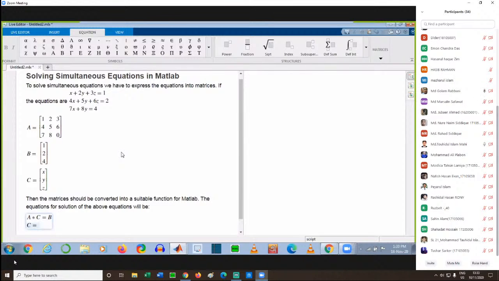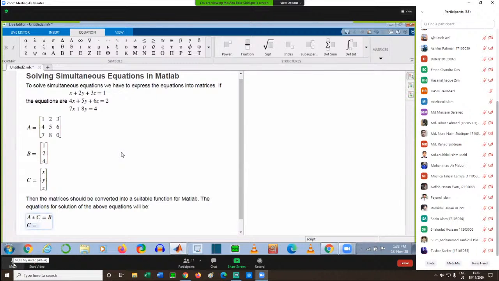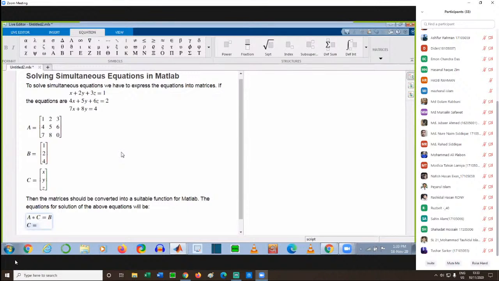Tell, variable, sir. C equal what? How can you get C? C equal what? Tell. B by A, sir. No, it is not. What did you say? B by A. Okay, right. B by A. But in MATLAB we write B by A, but you can write inverse. Sir, inverse matrix of A.